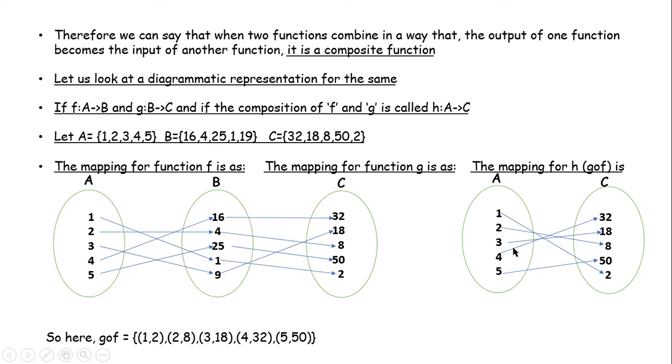3 is assigned the value 18, hence g(f(3)) is 18, so (3, 18). Then 4 is assigned the value 32, that means g(f(4)) is 32, hence (4, 32). Then 5 is assigned the value 50, that means the image of 5 is 50, or g(f(5)) is 50, so (5, 50). So this is the concept of the composition of two functions.